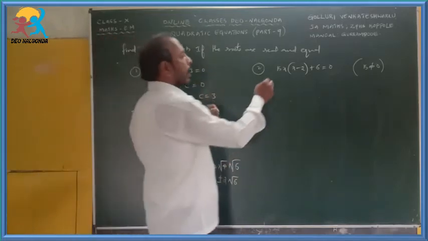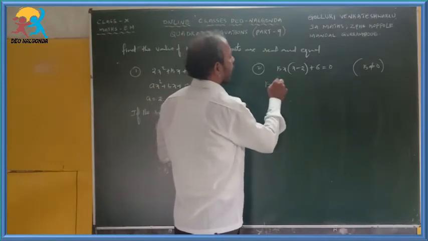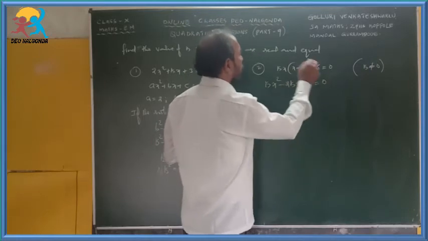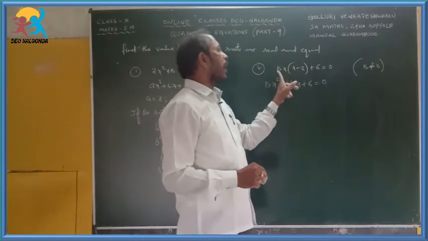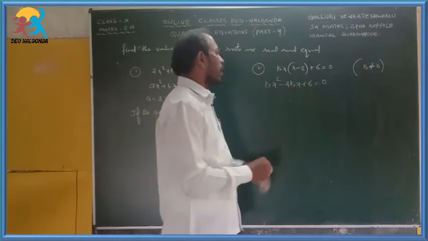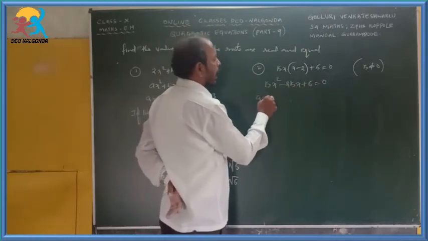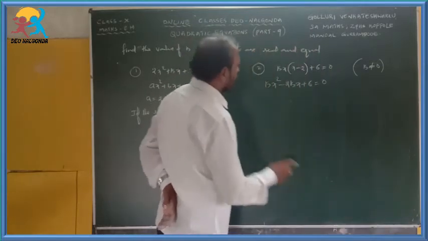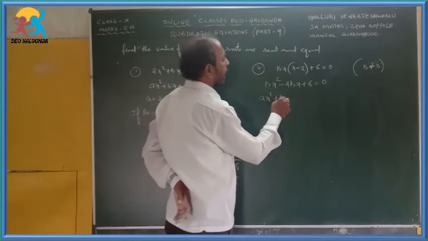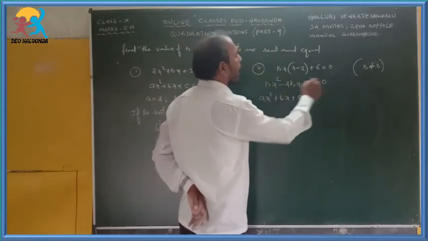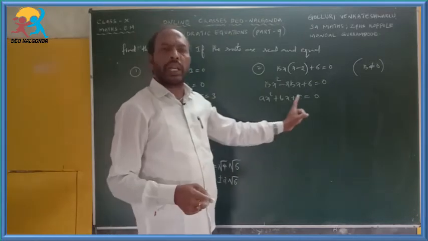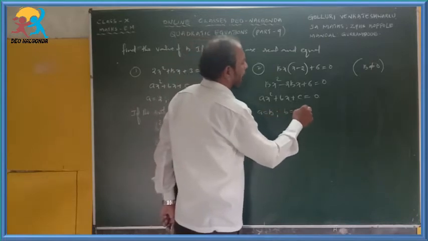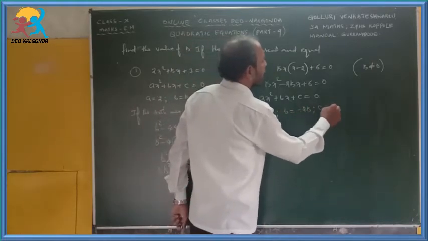So and next, here kx into x, kx square minus 2kx plus 6 is equal to 0. Whereas a is equal to k. Comparing this equation with the standard form ax square plus bx plus c equal to 0, a is equal to k and b is equal to minus 2k and c is equal to 6.